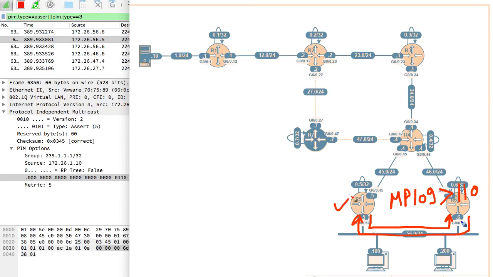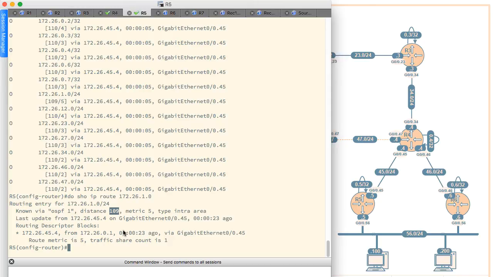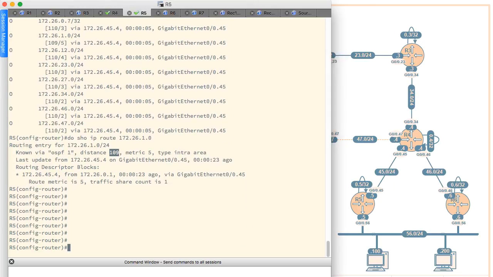So R5 should now be a clear winner and a DF. R6 should now prune this interface, prune this other interface up this way. So let's see if that has happened. And R5 may need to graft itself back as well. So let's take a look at R5. Do show IP M route 239.1.1.1.